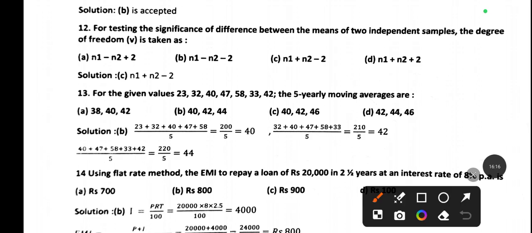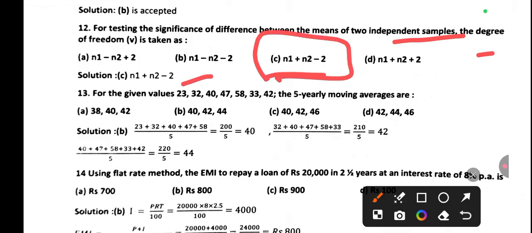Testing the significance, two independent samples. Whenever the degree of freedom is asked when two independent samples are there, it is n1 plus n2 minus 2. C is the answer. Suppose one independent sample they have asked, do you remember, children? It is n minus 1. This is an inferential statistics concept. For 2 samples you will write n1 plus n2 minus 2.